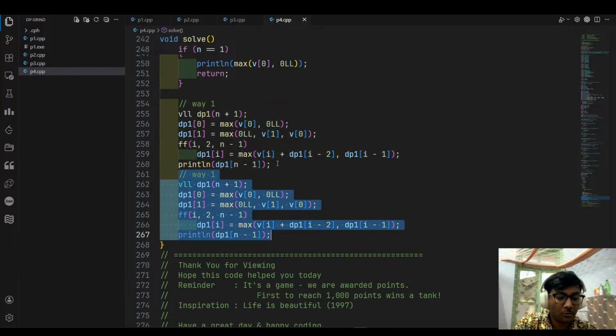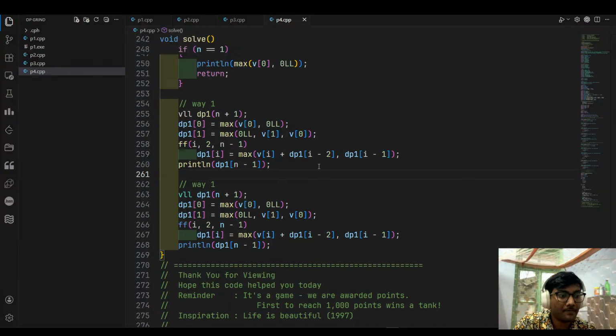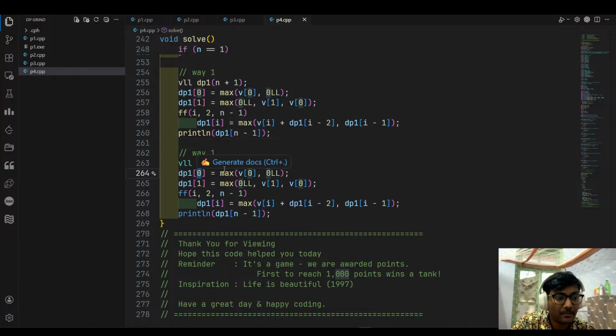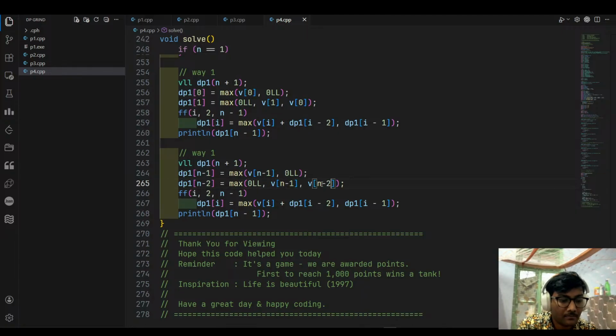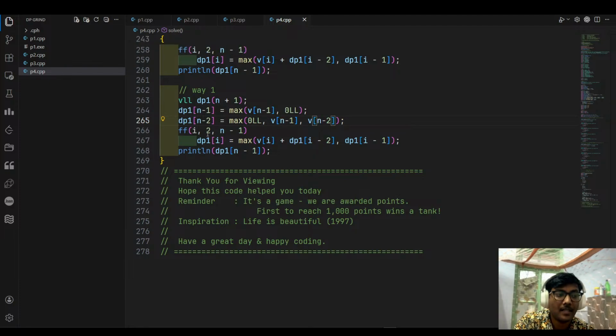Now let's go to way 2. Here also, we have to define n minus 1 and n minus 2. So this will be n minus 1. Here this will be n minus 1 and n minus 2. So we have defined the base cases. Now we will reverse the loop. So reverse from n minus 2, so n minus 1. I think I should start from n minus 3 now, and I will go up to 0.